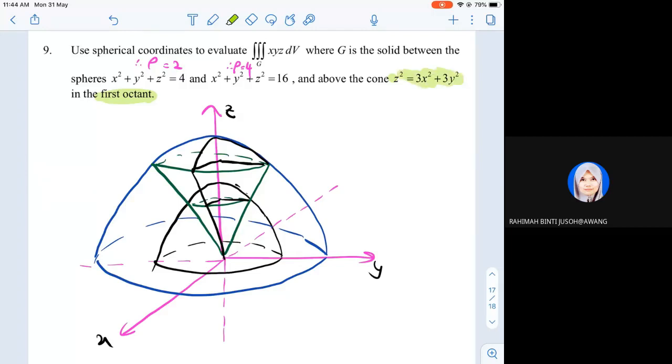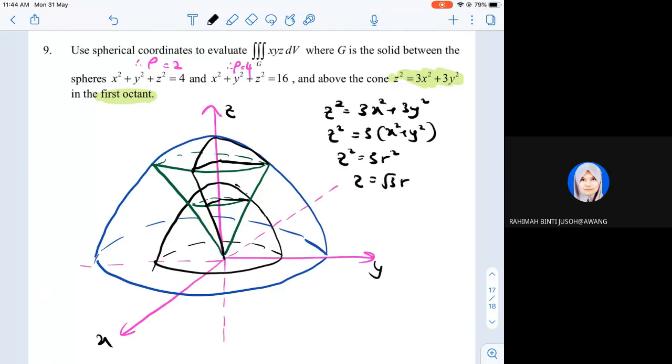Okay, alright, so z squared equals to 3x squared plus 3y squared. So basically, if we take out like this, z squared equals to 3r squared. Kan? Okay, now since z equals to square root of 3r, macam ni. Okay, kita punca kuasa duakan dia. Jadi square root 3 lah.